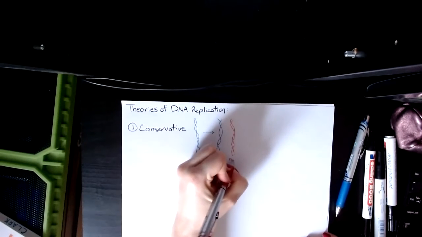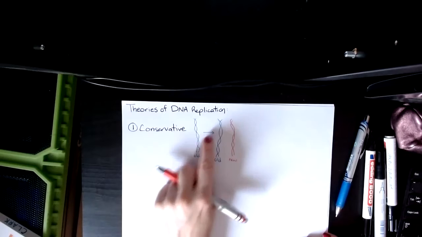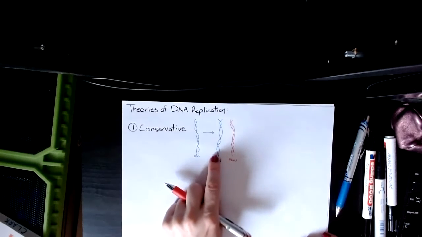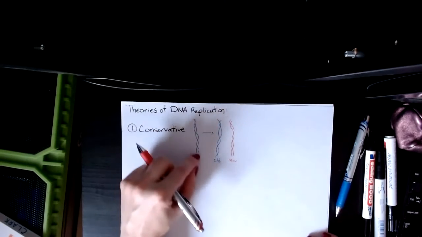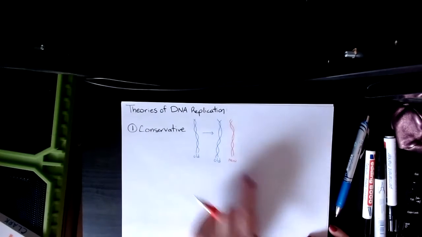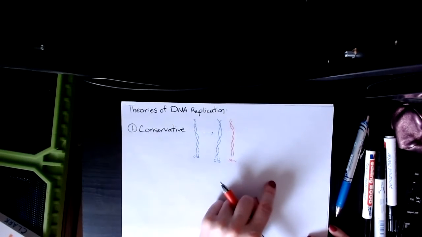Okay. So this is it, right? And so the idea is that it's conservative because both of the old strands are conserved together. And so the theory was that in some way these are being read and then producing a brand new molecule with two new strands. All right.